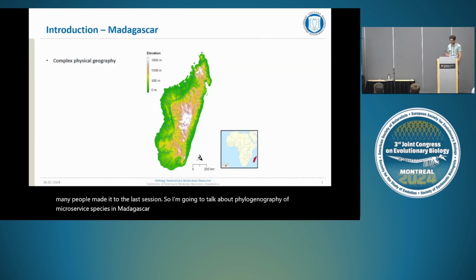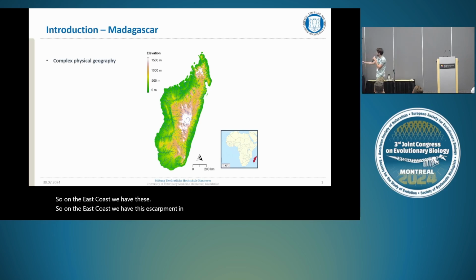So let's start with a quick overview of Madagascar. The island has been separated for about 80 to 90 million years from all other continents, and it is really characterized by a complex physical geography. On the east coast, we have this escarpment in elevation towards the central highland plateau with elevations above 1,000 meters. And then on the west coast, this elevational gradient is much less pronounced.